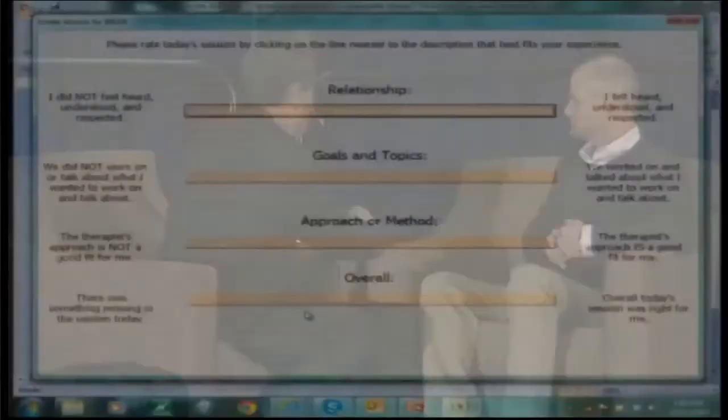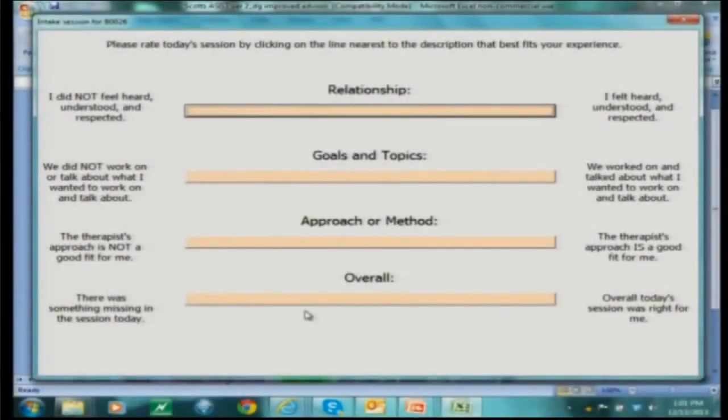So let me show you this scale. It's called the SRS, or the Session Rating Scale. And again, it has 4 basic questions. The relationship. And the scores go from negative to positive. So I did not feel heard, understood, or respected, and I did. Same for goals and topics.